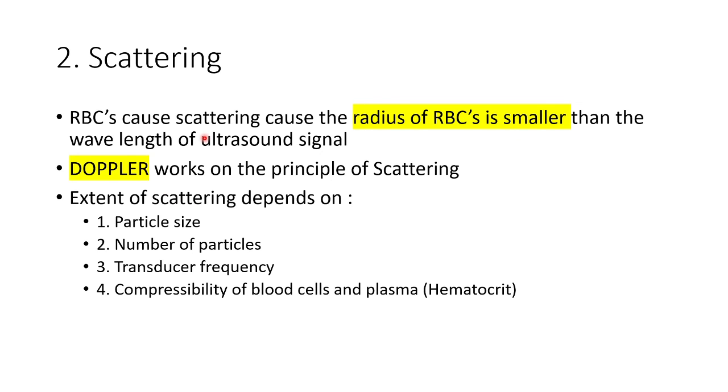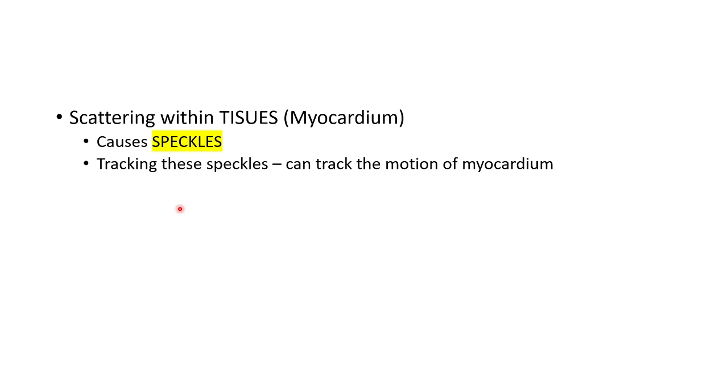Then the scattering. RBC will cause scattering because the radius of the RBC is smaller than the wavelength of the ultrasound signal. And Doppler works on this principle of scattering. That is, the RBCs will scatter these images, and based on this only the Doppler is working. So the scattering depends on the particle size, the number of particles, that is RBC size, the number of RBCs, the transducer frequency, and the compressibility of blood cells in plasma. That is called the hematocrit. If the patient is dehydrated, that also will affect the Doppler.